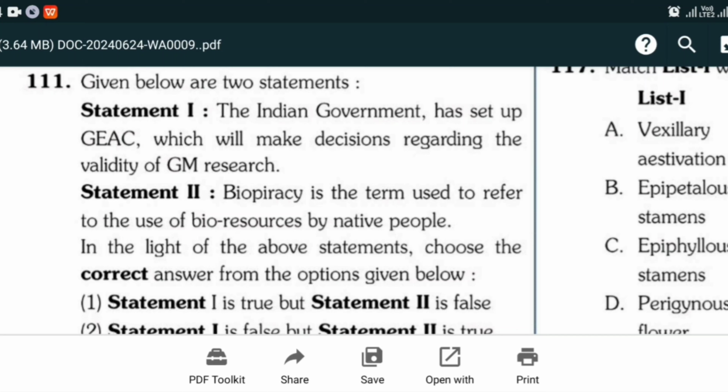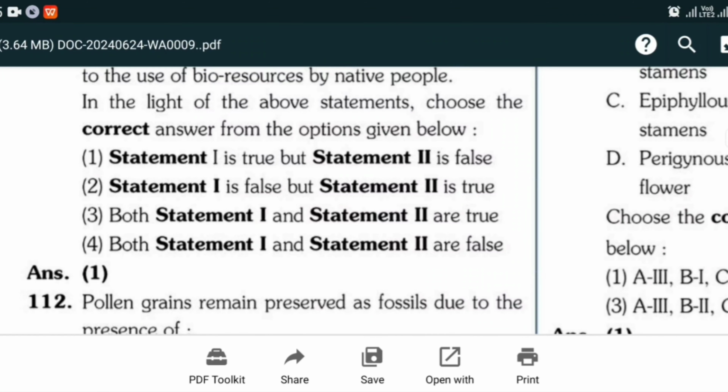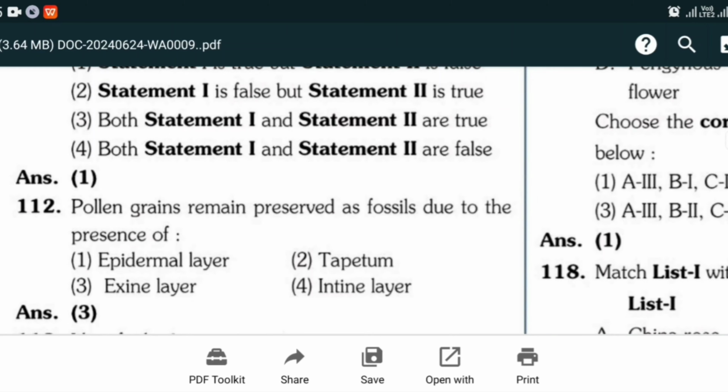Then, biopiracy is the term used to refer to the use of bioresources by native people, they are telling. So here it is not native people, it is the people who do not belong to that country. So that's why the first option, that is statement 1 is correct and statement 2 is false. So the correct option is the first option. Next.